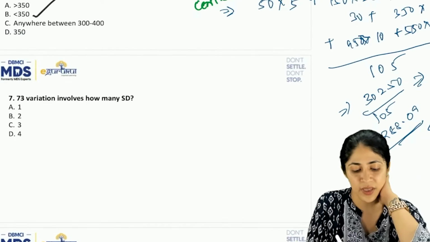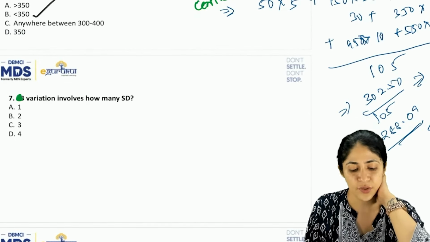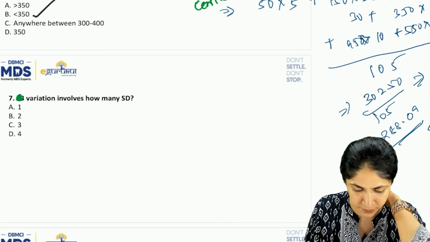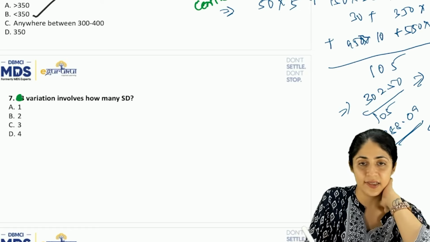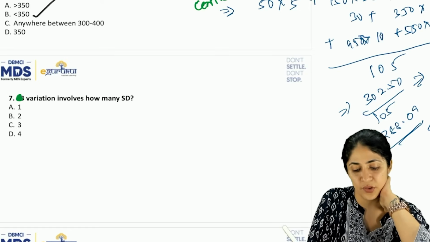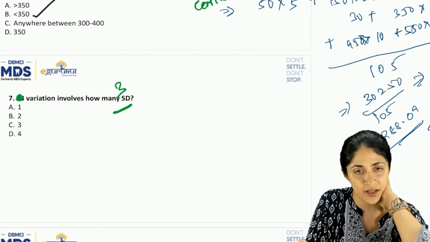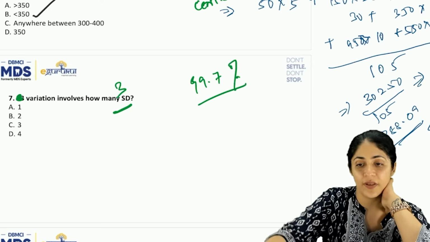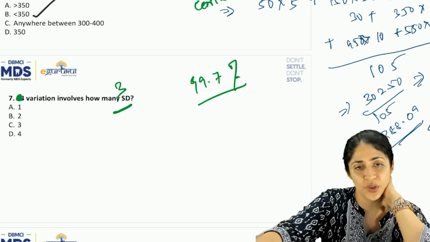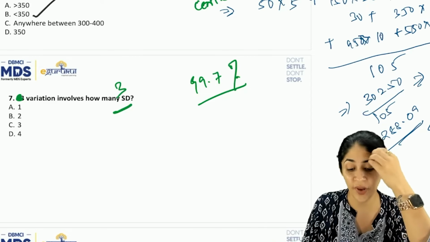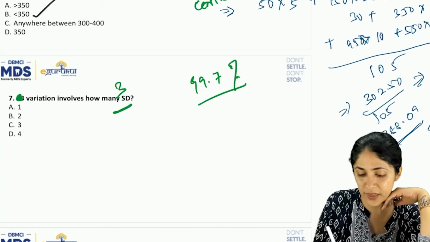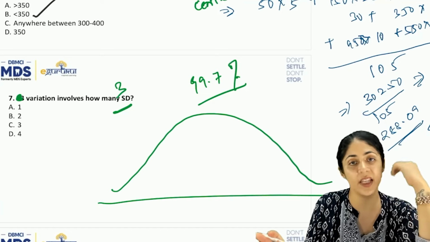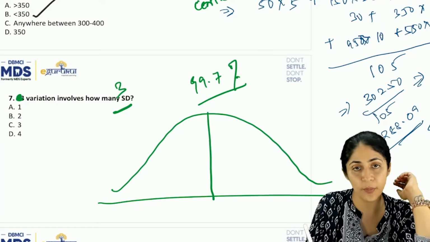Okay, now 7. So here this is a misprint. What we want to tell is, how many SDs are there in the area which covers 99.7% of the values. I think I have discussed this question with you all in the query a lot of times. So I know by now you understand what the misprint here is. So this is basically your normal curve.